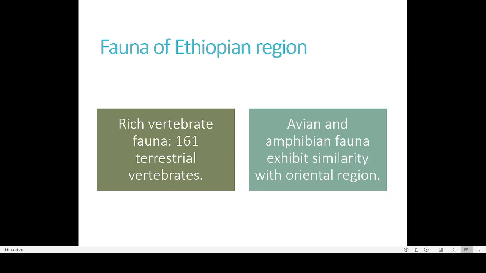Then if you take Indian fauna and African fauna, you can find lion. Lion is present in Africa, lion is present in India. You take elephant, one genus of elephant is present in Asia, another genus is in Africa. You take rhinoceros, then you take leopard. So many different types of animals are common to Africa as well as India.